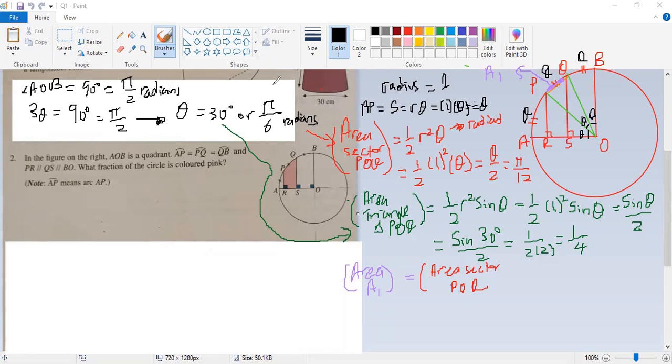Sorry, what horrible handwriting I have. POQ like that, minus the area of the triangle in green. Area of triangle. Sorry, let me just put this one. Area of triangle, POQ. The difference between the two is that slight extra part.